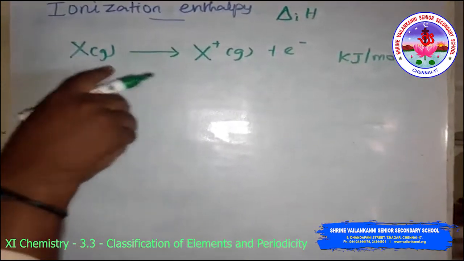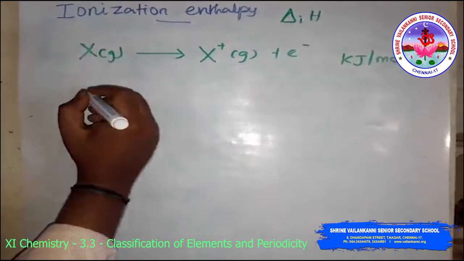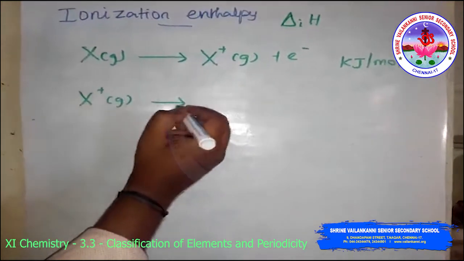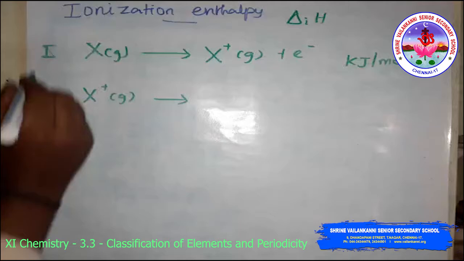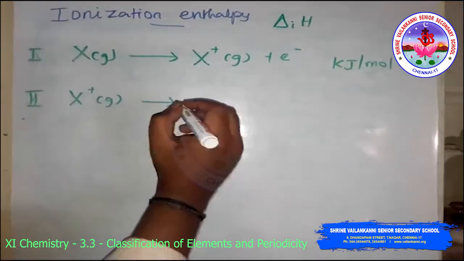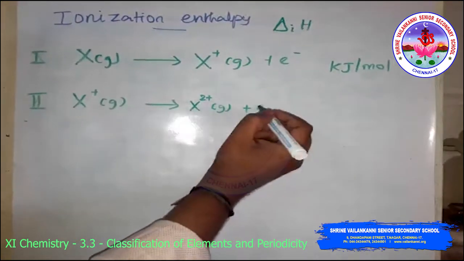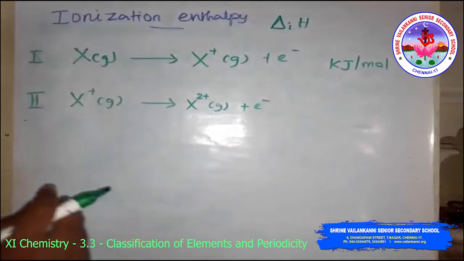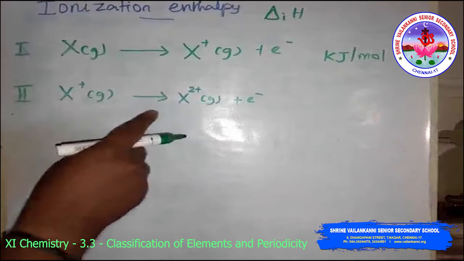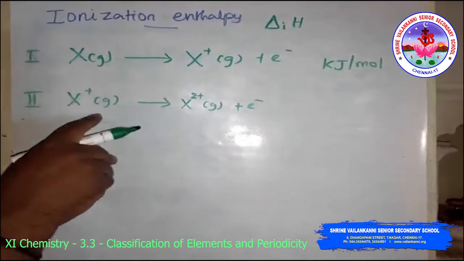We can define the second ionization enthalpy as the energy required to remove the second most loosely bound electron, that is, from X+(g). So this is the first ionization enthalpy, and this is the second ionization enthalpy, giving X2+(g) and an electron. So it is the energy required to carry out this reaction.